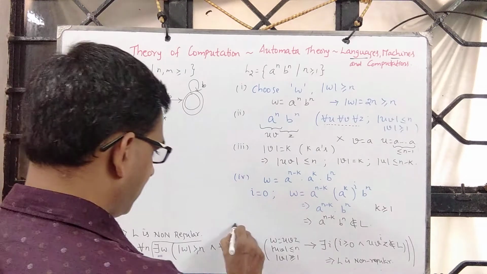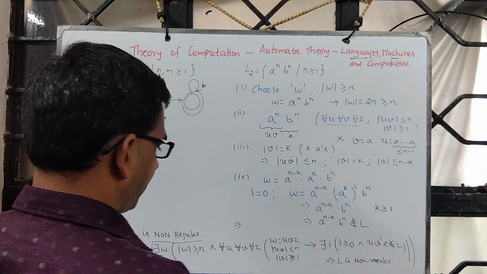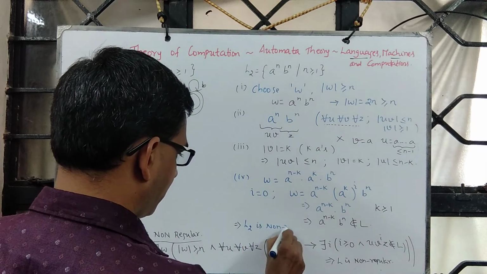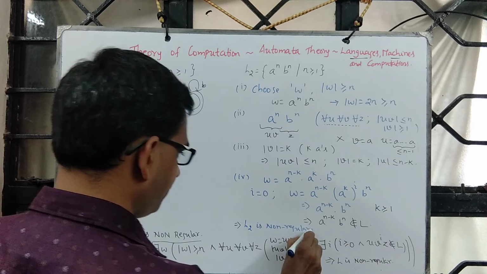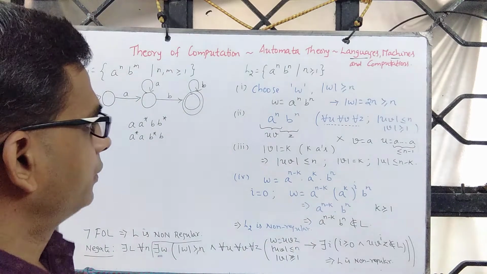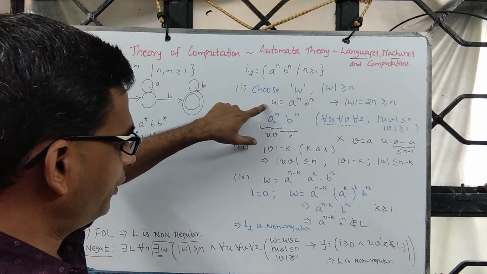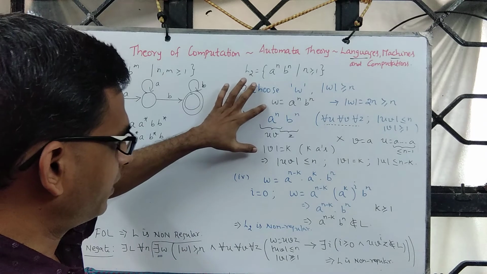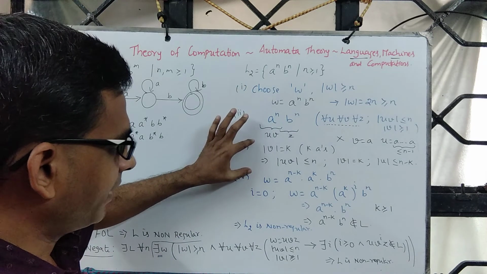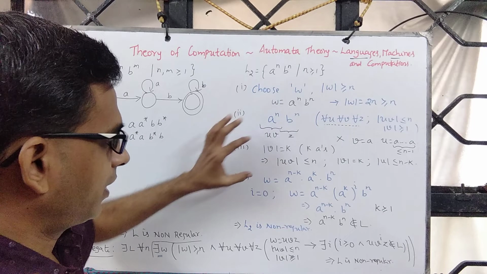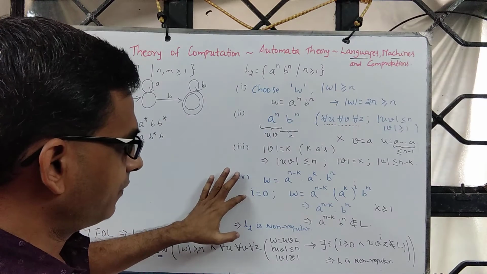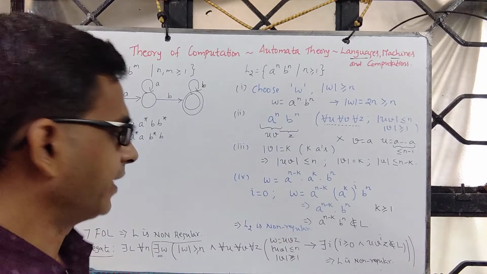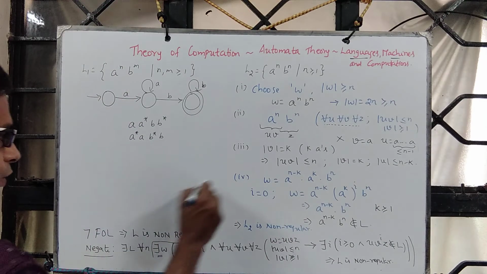This implies that L2 is non-regular. So we have control over w, we have control over i. And for this w, you come up with any decomposition and choose one i for which you get a string which is not in L. One can also do this.